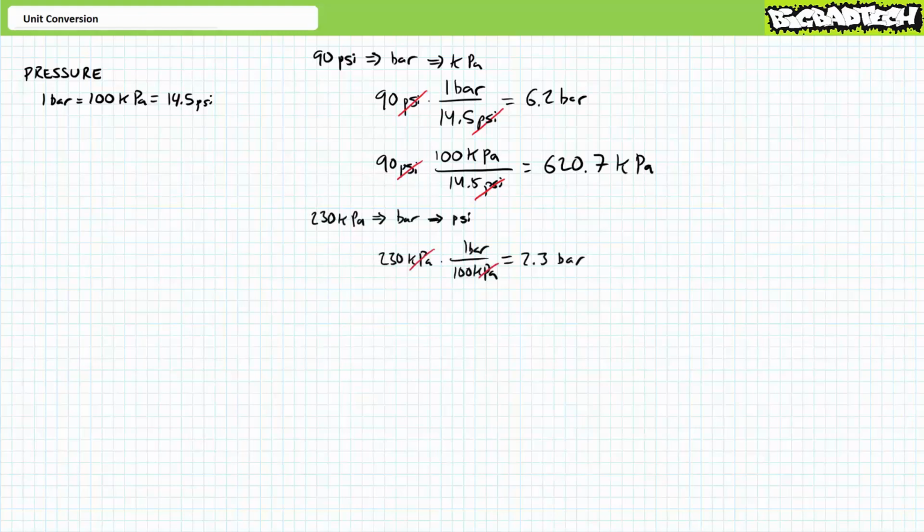Our next illustrated example is asking us to convert 230 kilopascals to bar. The unit we want, bar, is on top. The unit we don't want, pascals, is on the bottom.